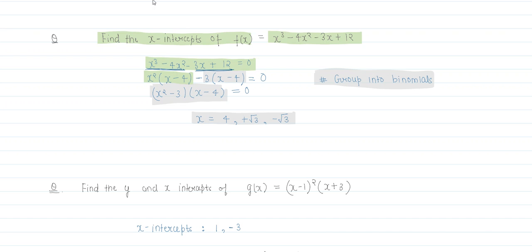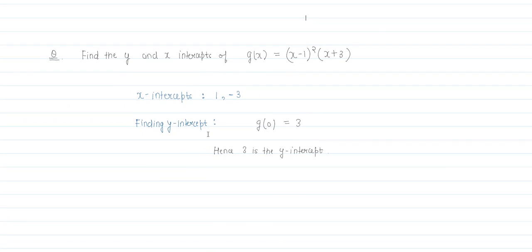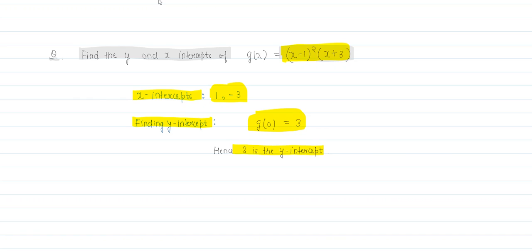Now let us look at the third example: find the y- and x-intercepts of (x minus 1) squared times (x plus 3). It's easy to find the zeros of this. Put this equal to 0 and we get the x-intercepts as 1 and minus 3. Now finding the y-intercept: putting x equal to 0, we get the value of the function as 3, and this is the y-intercept, right?